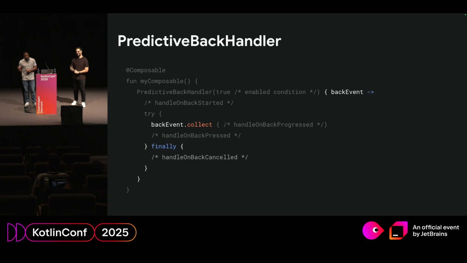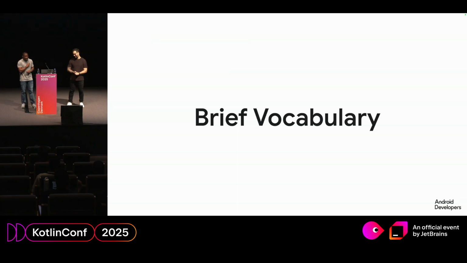So that's easy, right? We thought so. We're actually happy with our API shape of both the on-back press dispatcher and the predictive back handler. But what's the problem? This API actually doesn't handle all the ways that Android does system back.